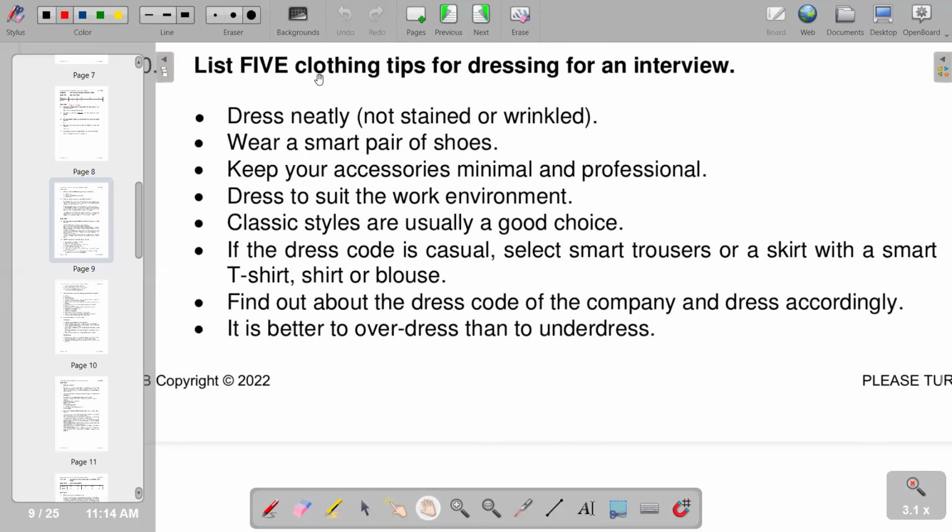So on the next question, list 5 clothing tips for dressing for an interview. You have to dress neatly, wear a smart pair of shoes, keep your accessories minimal and professional, dress to suit the work environment. So these are some of the points that we can include.